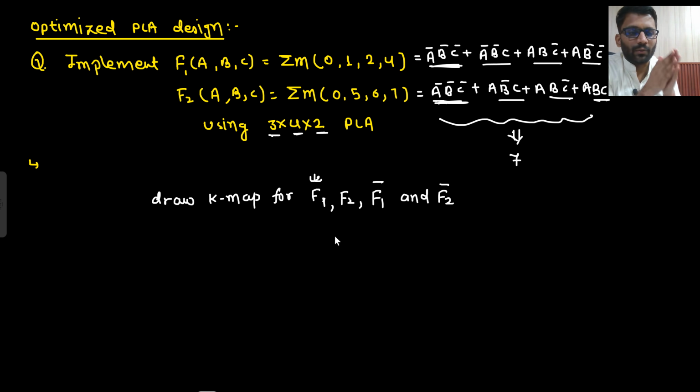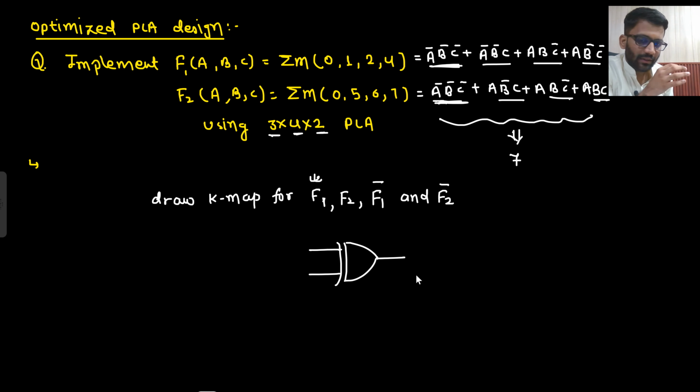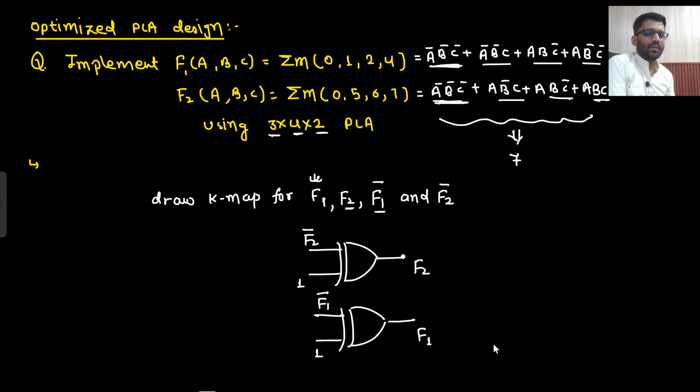What do I need to implement? I need to implement F1 and F2. Then I will find the common things, no? Let's say if I find common between F1 and F2 bar, from F2 bar to F2 I can go very easily. How can I go? I have F2 bar, and what do I connect? 1. What do I get? F2. And if I find something common between F2 and F1 bar, I can also go very easily. F1 bar, 1, F1. So from F1 bar to F1 is very easy, F2 bar to F2 is very easy.